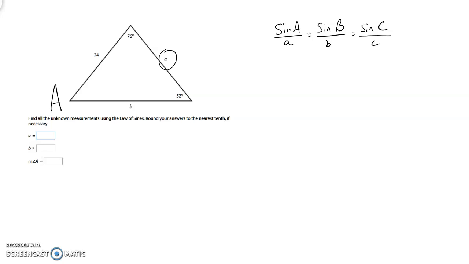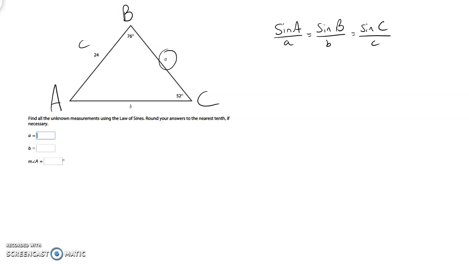Alright, so let's use law of sines to find some missing side lengths in this triangle here. Just one quick reminder, the angle is always opposite of its side. So angle A is opposite of side little a. Little b is opposite of angle B, and angle C is opposite of lowercase c, just so you know.